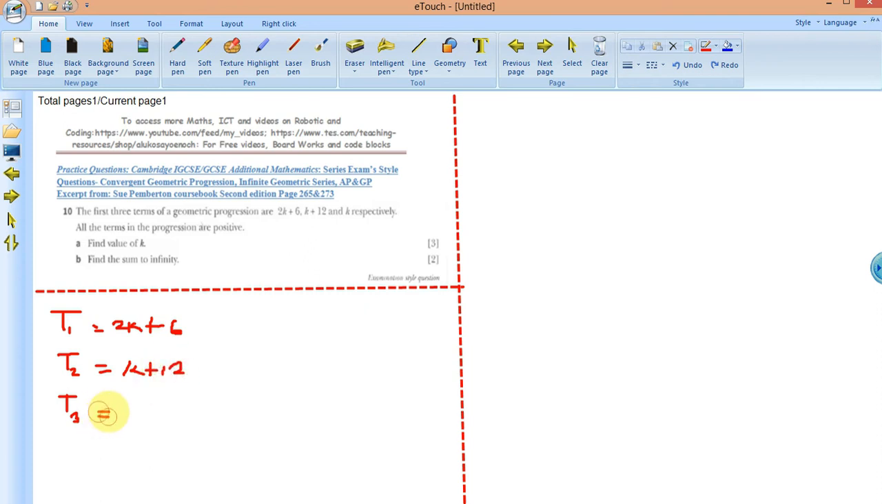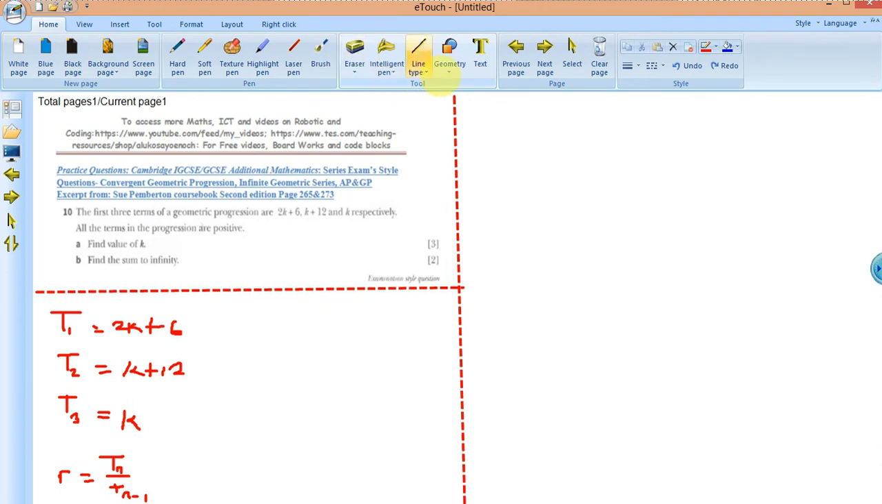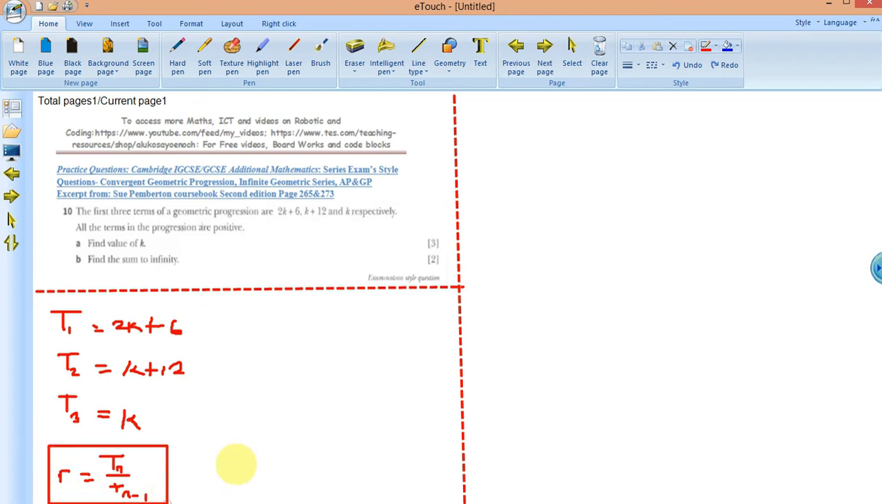Okay guys, don't forget, how do you find the common ratio? Generally the common ratio is given as tn divided by tn minus 1. That is the next term divided by the previous term. So you can do t2 over t1, or better still t3 divided by t2. Which one do you prefer?